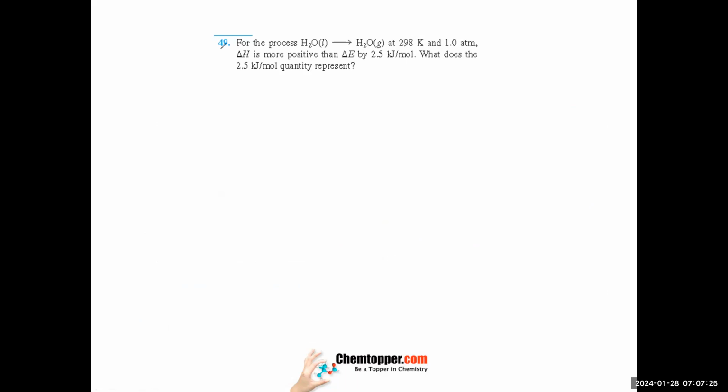Let's see this question 49, this one. It's a physical change, right? Liquid to gas, no change in chemical composition, temperature given, pressure given, delta H is more positive than delta E. Now, do you remember delta H and delta E and W? What's the relation between delta E, delta H in the form of Q, right? Heat. Do you remember the relation, any one of you?